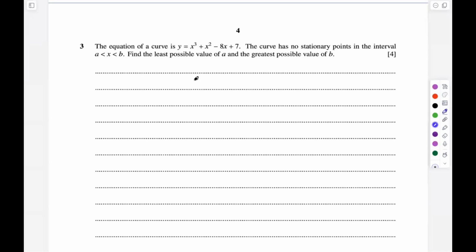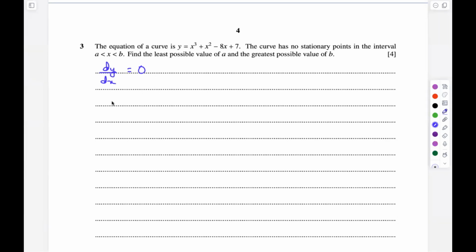Question 3, the equation of a curve is y equals x cubed plus x squared minus 8x plus 7. The curve has no stationary points in the interval a to b. We have to find the least possible value of a and the greatest possible value of b. Now to find this, we'll still have to find the dy dx, as at a stationary point, the dy dx is equal to 0. So we can find the values of x for which the dy dx is 0, and the values of a and b will be in between those values.